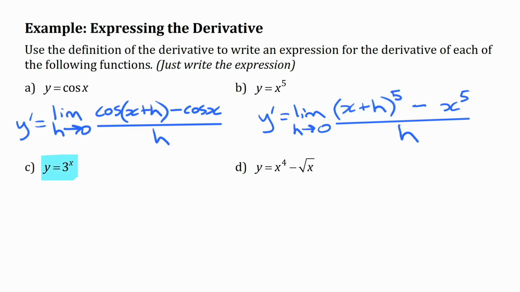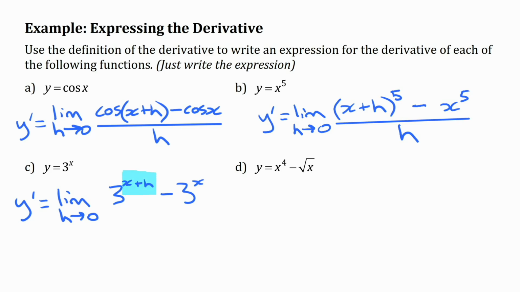This third one down here, y equals 3 to the x, y prime is going to be the limit as h approaches 0 of 3 to the x plus h minus 3 to the x. Now you might think, wait, where's the f of x plus h? There's no brackets there. Well, the inside, if you will, of an exponential function is the exponent, and we don't write it with brackets when we write it like that. So that's what that is. And then, of course, divided by h on the bottom.